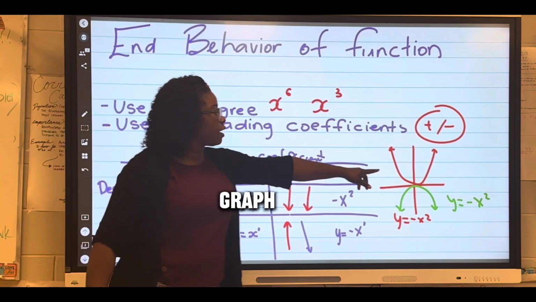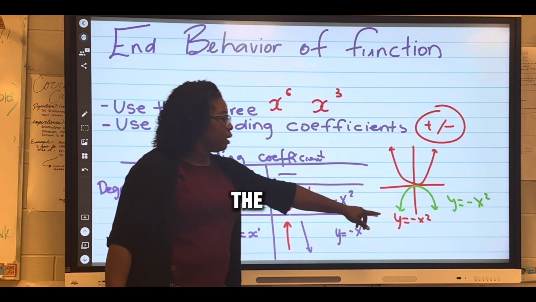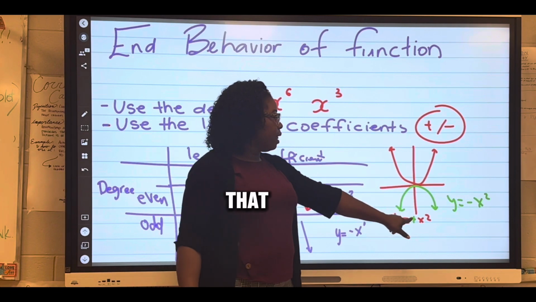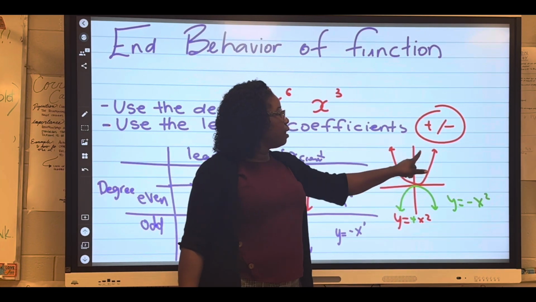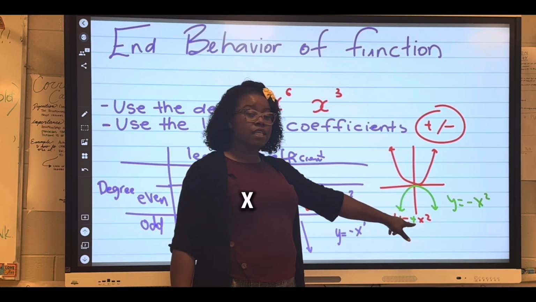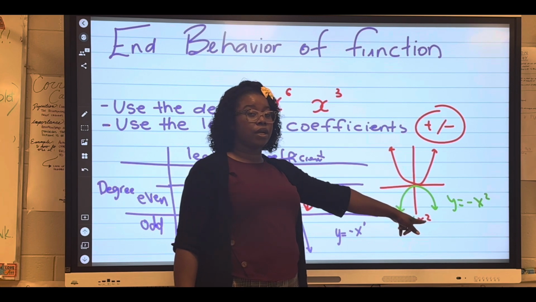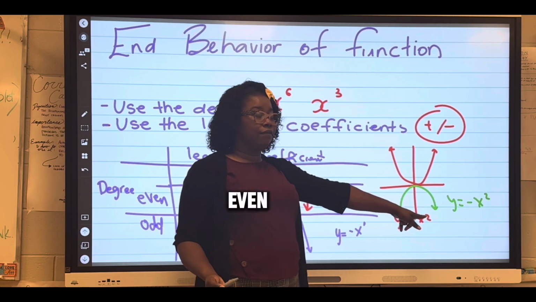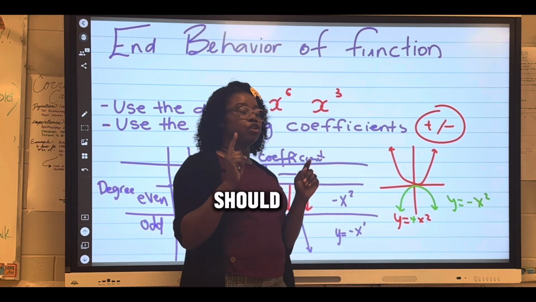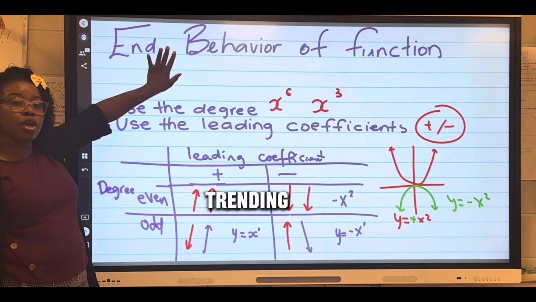If you look at the first graph that says y equal x squared in red, you'll see that the leading coefficient of x squared is 1, so that's a positive number. The exponent here is 2, which is an even number. So if it's positive and even, the end behavior should be going toward positive infinity. So we say they're both trending upwards.